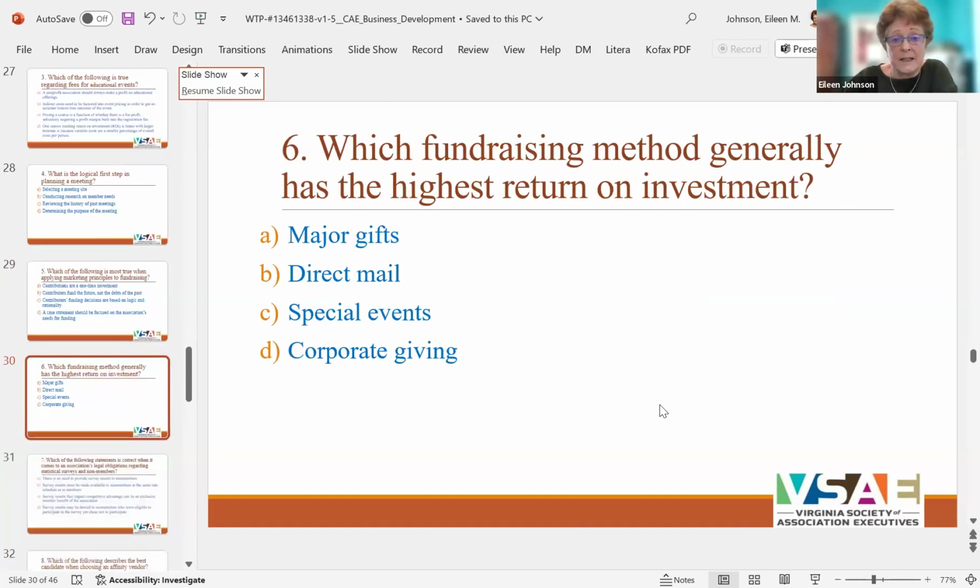Okay, 6. Which fundraising method generally has the highest ROI? Major gifts, direct mail, special events, corporate giving. Not B. Not direct mail? No, not direct mail.